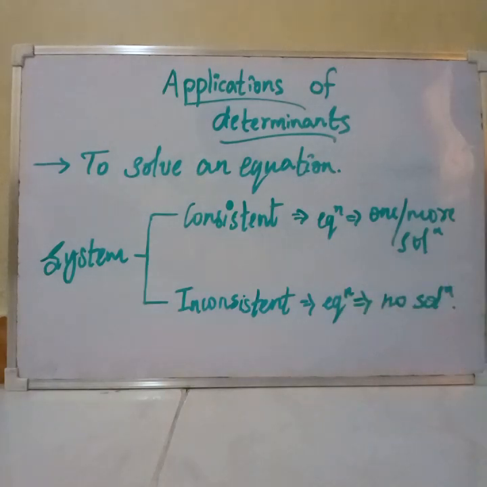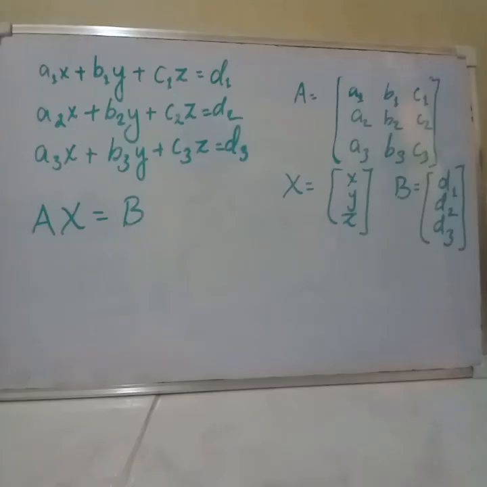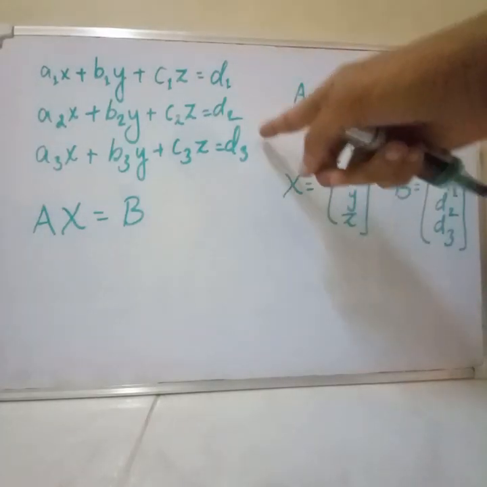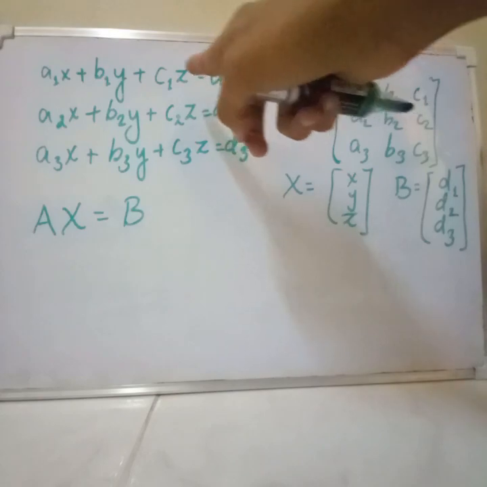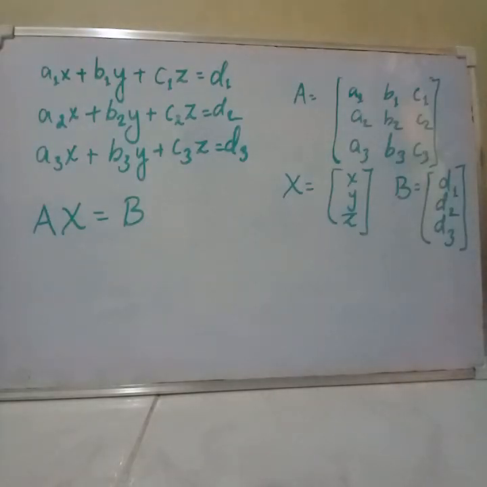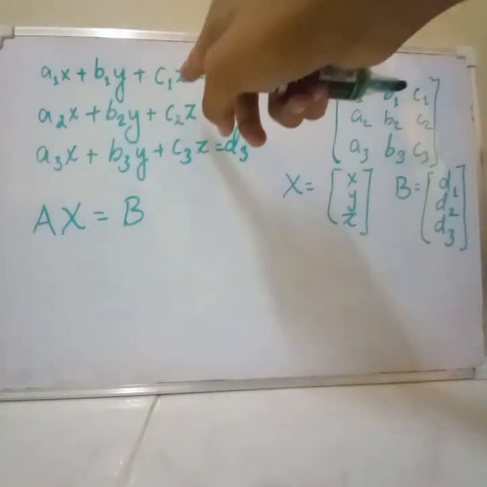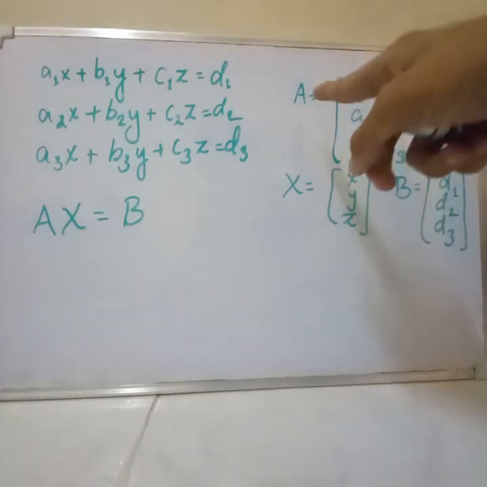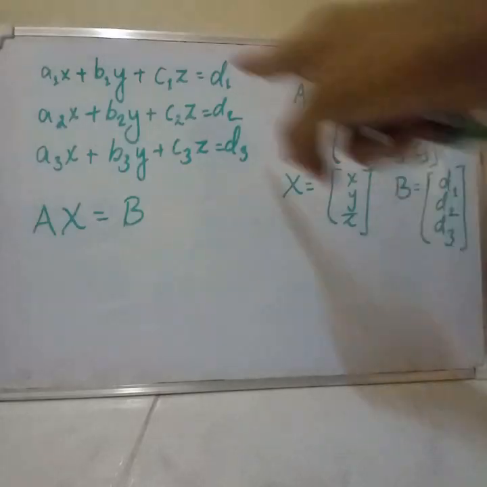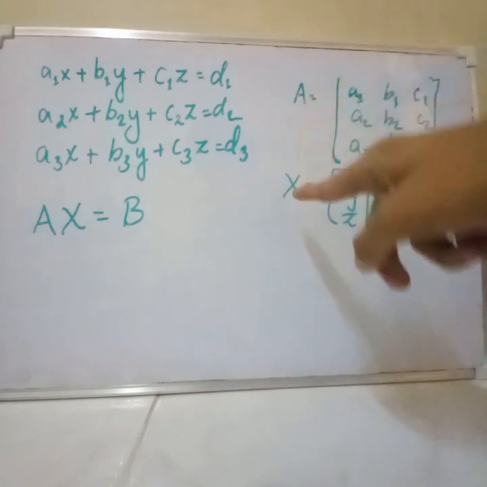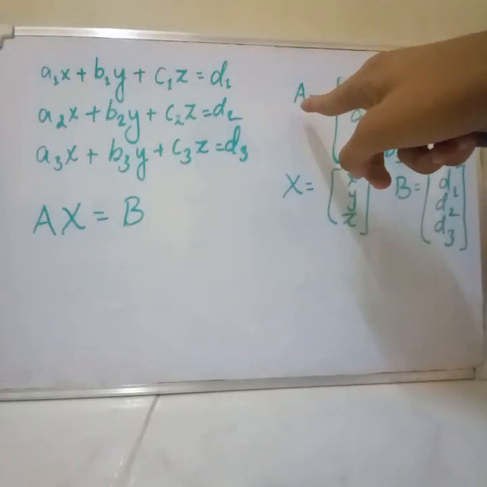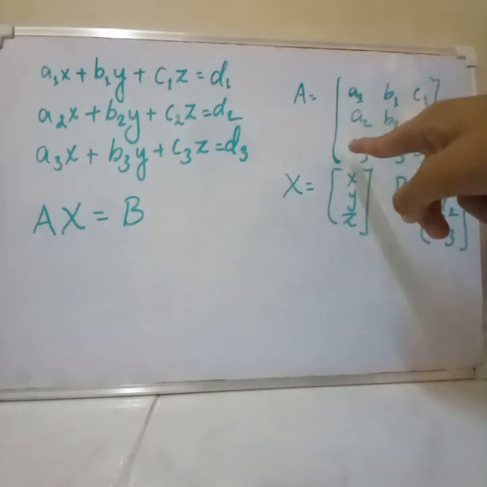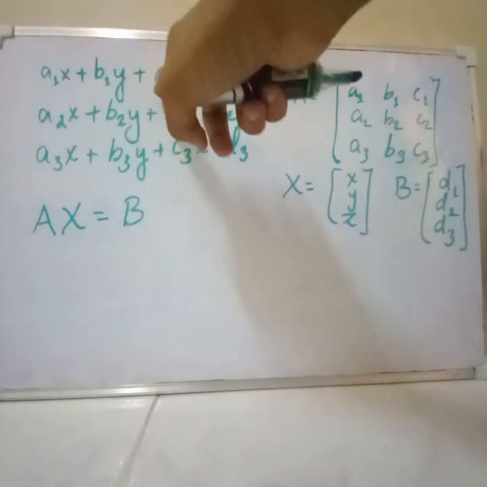No solution means inconsistent. So for example, if you have 3 different equations with 3 variables, x, y and z, we have to find the values of x, y and z. For that, first we can divide these equations into 3 different matrices. The first matrix is matrix A. It will be such that it has all the coefficients.